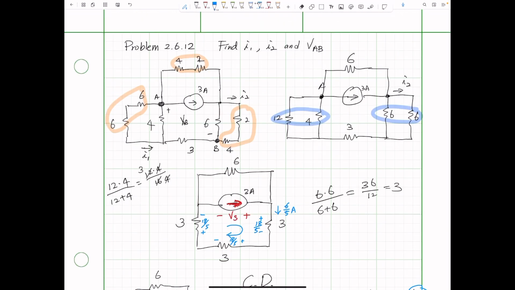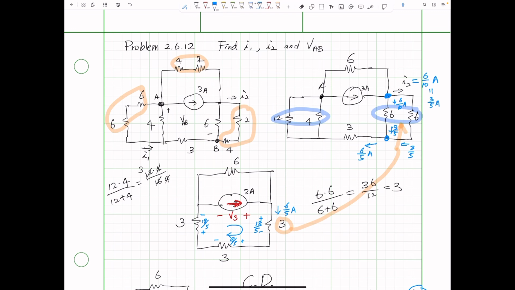6 over 5 is going into this node, and 6 over 5 is going to split into 2, 6 and 6, because this 3 is the combination of this 6. So 6 over 5 should be split into here and here. This is 6 over 10, which is 1 over 2 times 6 over 5. And this is 6 over 10. So when we add, it's going to be 12 over 10, which is 6 over 5. That 3 over 5 is going to come here, and 3 over 5 is going to come here, and then we're going to have 6 over 5 amp going through that.